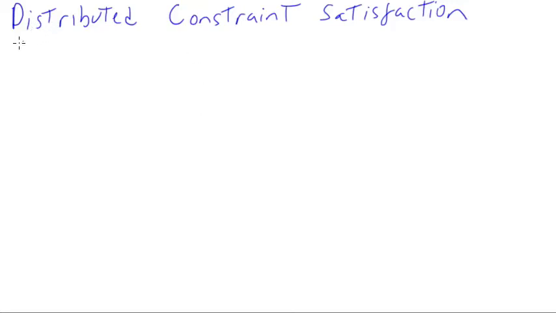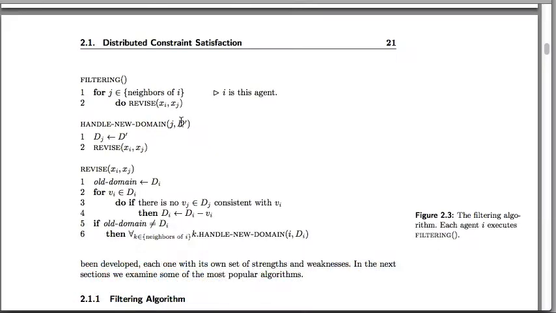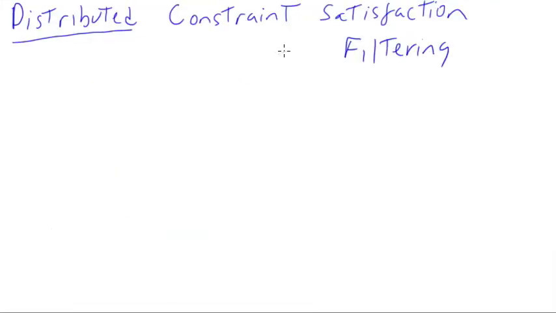Okay, now let's actually do distributed constraint satisfaction. So we're going to be talking about the filtering algorithm, which is sort of the most obvious first algorithm you can use. This is the algorithm in the textbook. A couple of things I want to talk about first: this is a message passing algorithm. Like most algorithms in multi-agent systems, you have agents sending messages to each other.